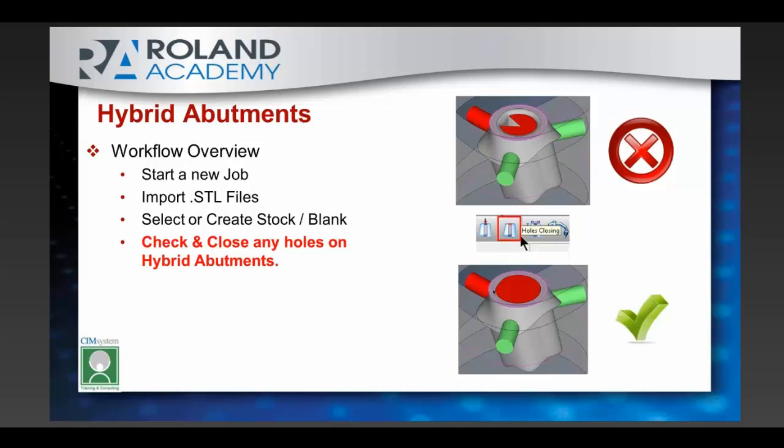Because of that, it can sometimes be a little bit unpredictable on how it imports into the software. And what you can do is you want to check these, and you want to make sure that these holes are closed. For normal abutments, this isn't a problem because you typically just have a cylinder that goes all the way through, and the software can see that and close it very easily. Now, the reason behind closing these holes is there are certain operations, like as an example, the roughing operation.